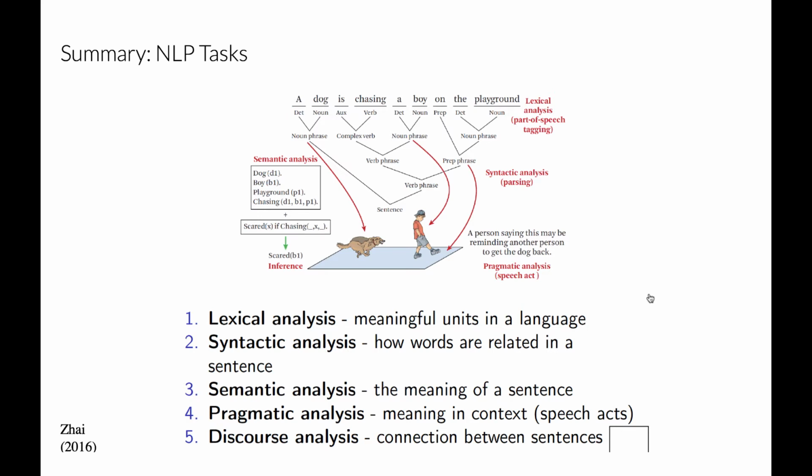In summary, our NLP tasks cover several layers of language structure. We start with lexical analysis, meaningful units of language. We use part of speech tagging. Syntax or syntactic analysis. We look at how words are related in the sentence. We use parsing. Next step is semantic analysis. We're looking into the meaning of the sentence. Pragmatic analysis. We're interested in the context of the sentence or speech acts. And finally, discourse analysis. How sentences are connected, whether we're talking about old, given, or new information.